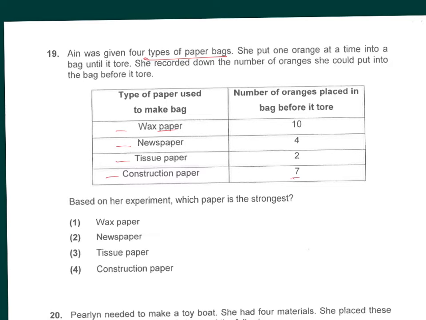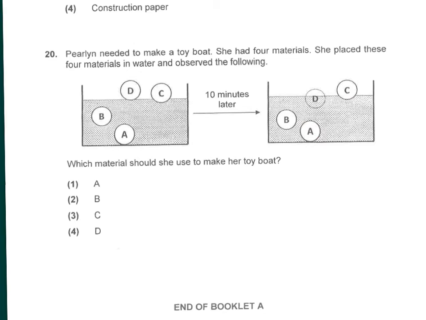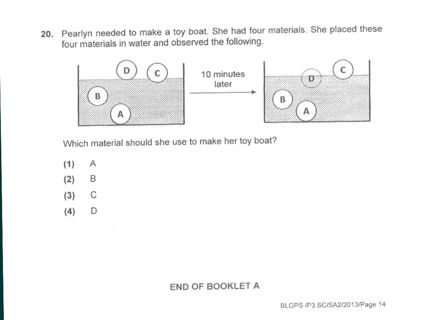So which is the paper that is the strongest? Strongest in this case is the one that is able to hold the most. So the answer is wax paper, 1. Question 20, the last question of booklet A. Pearline needed to make a toy boat. So a toy boat should be one that is able to float.